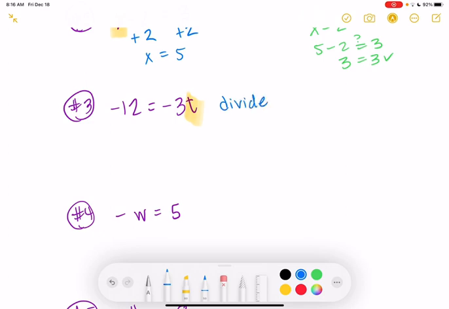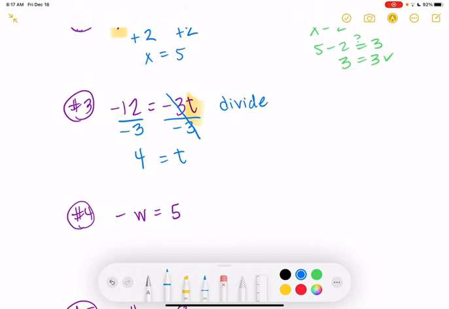Now, what should I divide by? I should divide by that entire negative 3. Okay, if I only divided by 3, I would have negative t, but I don't want to solve for negative t. I want to solve for t. So I'm going to divide both sides by negative 3. Now, negative 3 over negative 3 is just a 1, so that cancels out. So I have the t all by itself. And negative 12 divided by a negative 3 is a positive 4. And it's okay to leave it like that, 4 equals t.